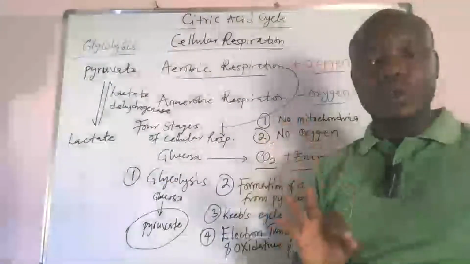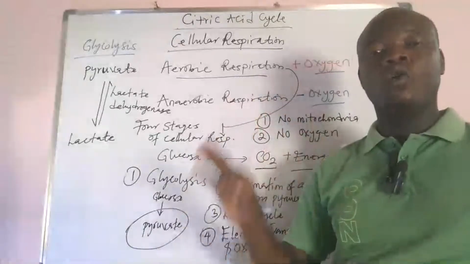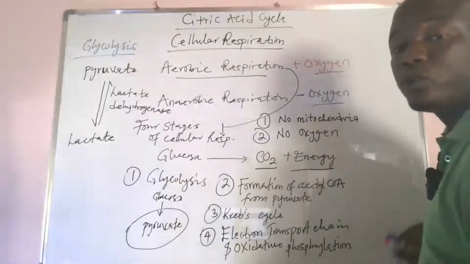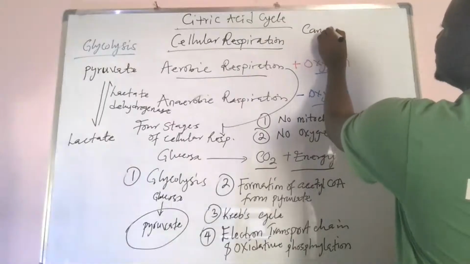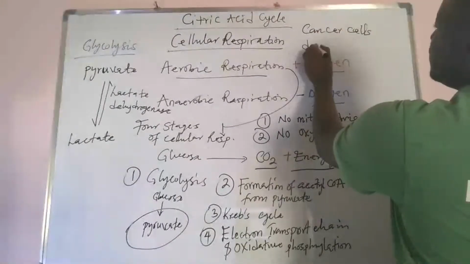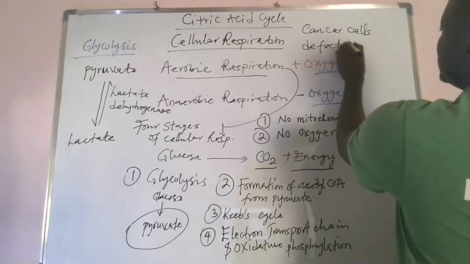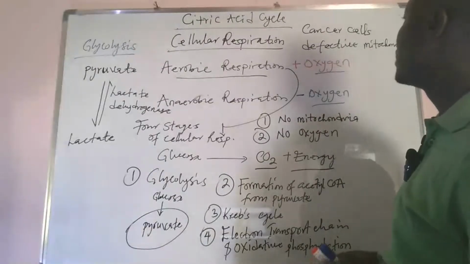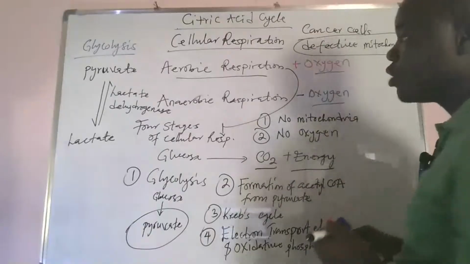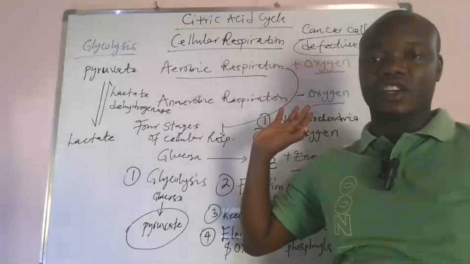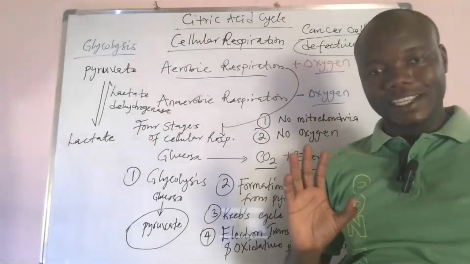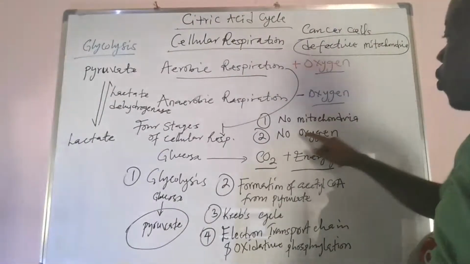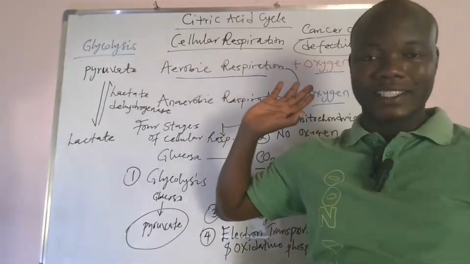For those of you that watched my video on glycolysis and cancer, what happened to the cancer cells? Generally, cancer cells have defective mitochondria. So because cancer cells have defective mitochondria, they only depend on glycolysis for energy generation. Do you understand? In a cell where there is no mitochondria, or a cell that has defective mitochondria in the case of cancer cells, or no oxygen, pyruvate will be converted into lactate.